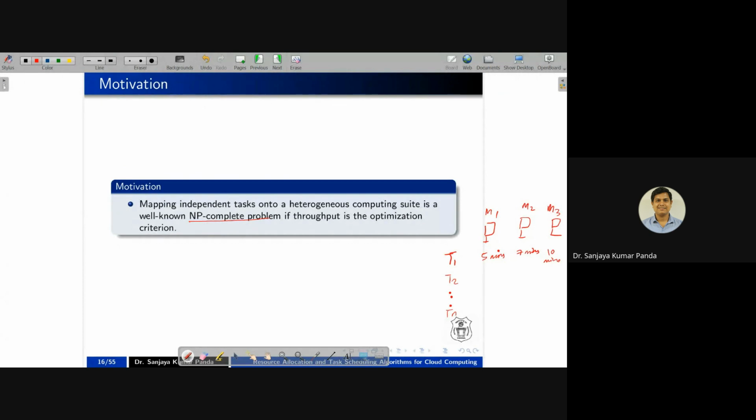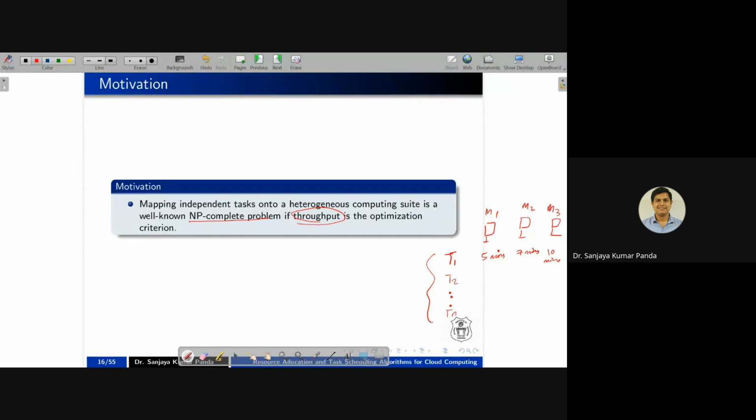If throughput is the optimization criterion, the objective is throughput, right? How many tasks you are going to execute, the overall completion time of all the tasks. So these are our targets. That's why this is a very popular NP-complete problem, and many people have developed heuristics or metaheuristics to solve the task scheduling problem.